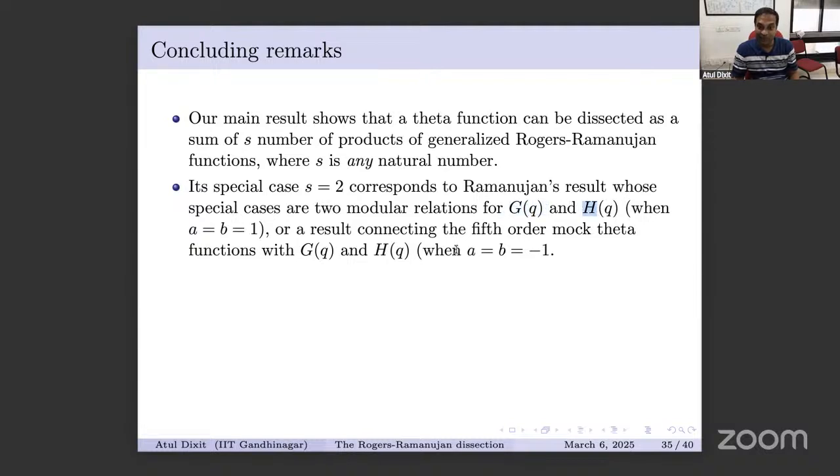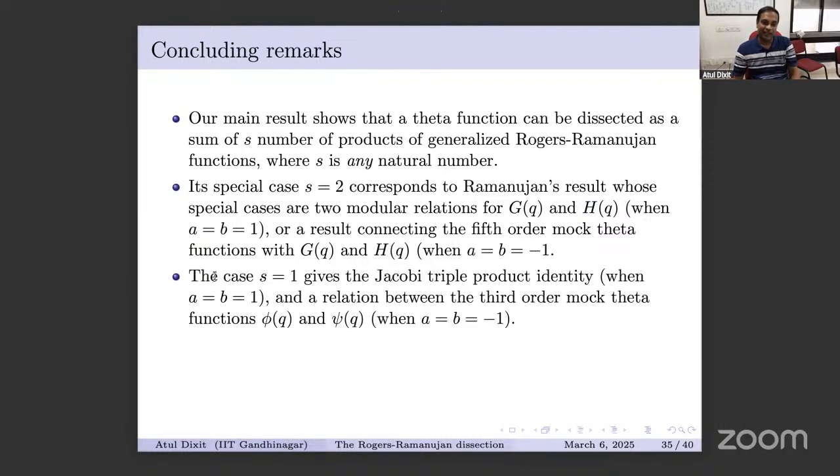When you put A and B both as -1, you get the relation between G and H and the fifth order Mock theta functions F0 and F1. Similarly, when we put S equal to 1, we get a generalization of the Jacobi triple product identity. And when A equal to B equal to 1, we get the Jacobi triple product identity itself. If you put A equal to B equal to -1, we get a relation between two third order Mock theta functions of Ramanujan. So you see there is one common thing in here.